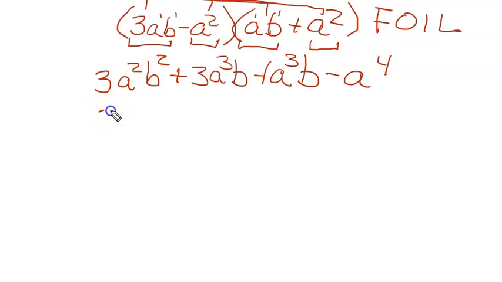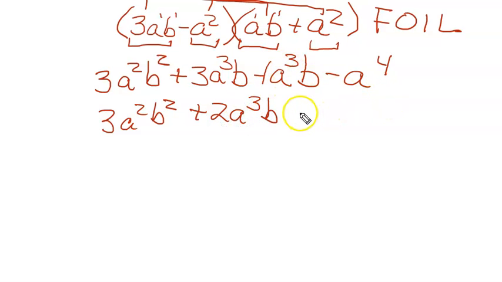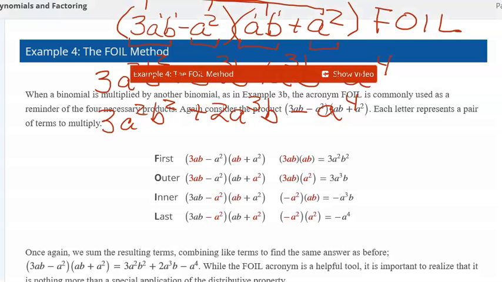So we have 3a squared b squared. Now when we join these we get a positive 2a to the third b and a negative a to the fourth. This is a result of FOIL and is a super useful tool as we do factoring later on. All right, let's go back to our regular board and we can check our answer down here and we have it correct.